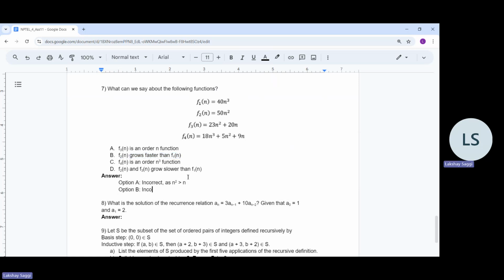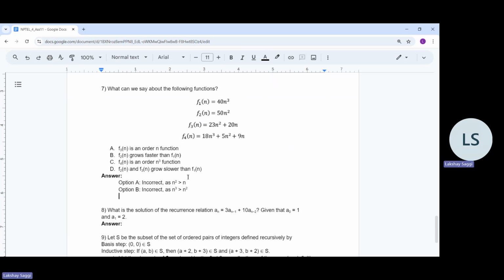So this is incorrect. Again, incorrect, as n cube is greater than n square. I hope this makes sense. Then moving on to option C.